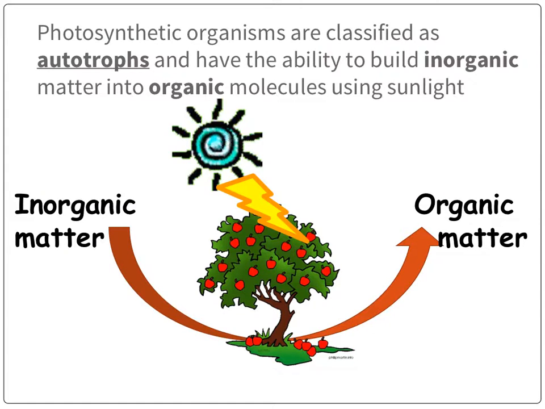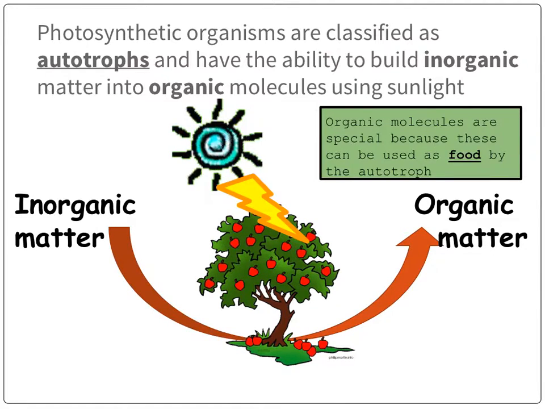So to recap, photosynthetic organisms are classified as autotrophs. So auto meaning self, troph meaning feeding or food. And they have the ability to build inorganic matter into organic molecules using sunlight. Organic molecules are special because these can be used as food by the autotroph.